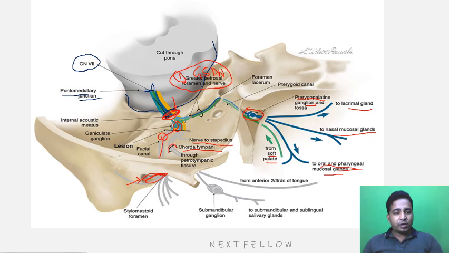You can see this is my chorda tympani nerve, which goes through the petrotympanic fissure, and it carries taste fibers from the anterior two-thirds of the tongue. Anterior two-thirds of the tongue, these taste fibers are carried by the chorda tympani nerve. Plus, this chorda tympani is also carrying secretomotor fibers to the submandibular and sublingual glands. Here you can see it makes a relay at the submandibular ganglion, and then provides secretomotor fibers to the submandibular and sublingual glands.